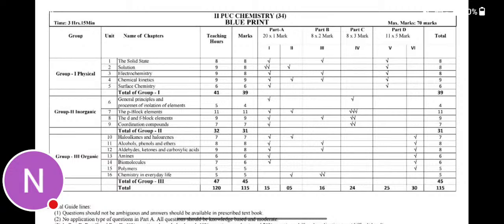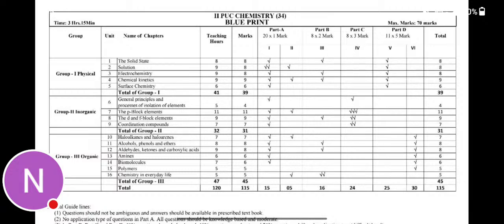Next, chapter 12, aldehydes, ketones and carboxylic acids. 9 hours is the teaching hours for this chapter. 8 marks is allotted for this chapter, in which 1 question is for first main, 1 mark question, and 1 question for third main, 2 marks question, part B. And for 5 marks 1 question is allotted, part D, sixth main. So totally 8 marks is for this chapter.